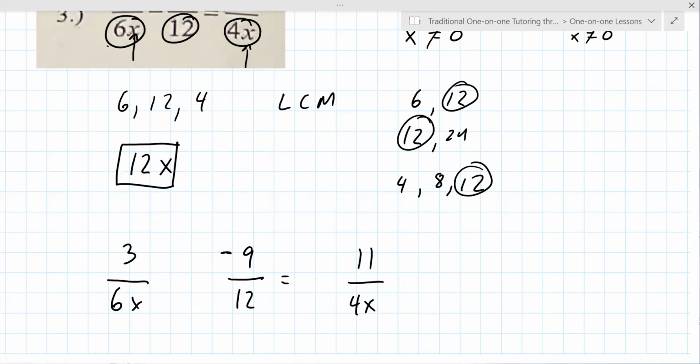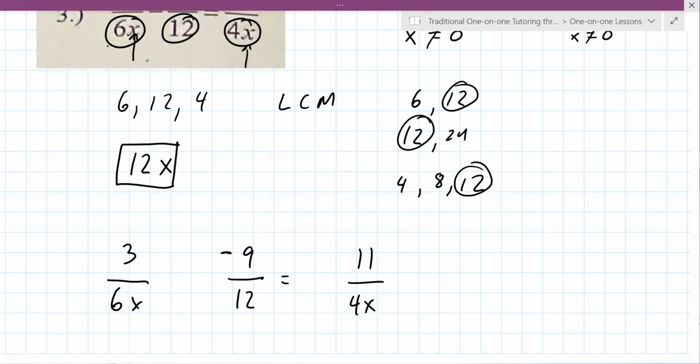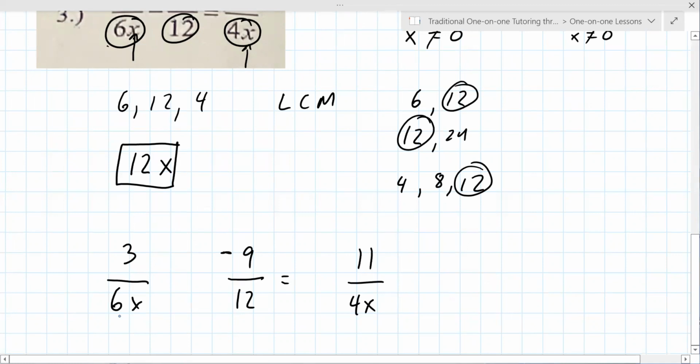So what you have to do now is look at each of the denominators, each of the bottoms, like 6x, and how do you get it to 12x? You multiply by 2, top and bottom by 2. Then you look at the next one. You multiply by x. And then you look at the last one, what do you multiply by? 3. 3, yeah.